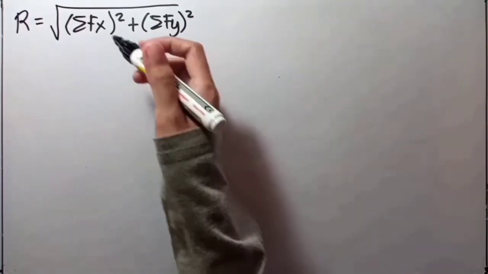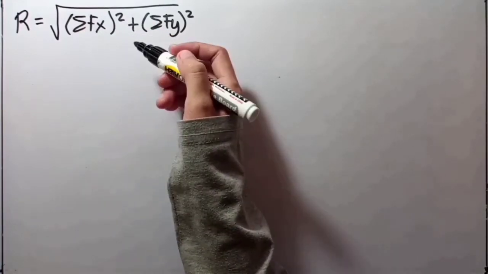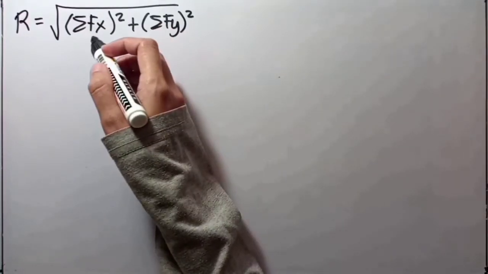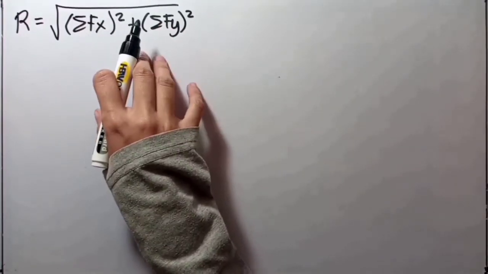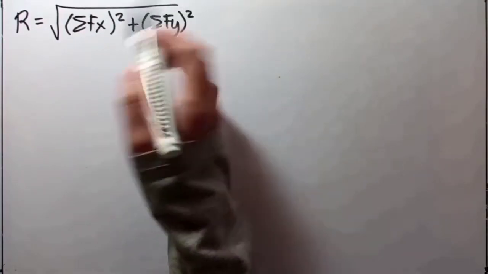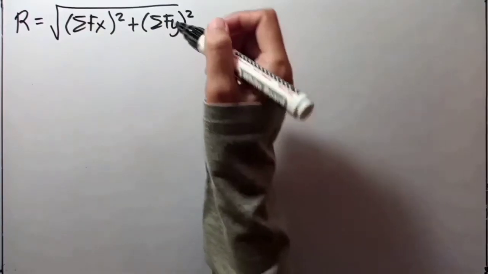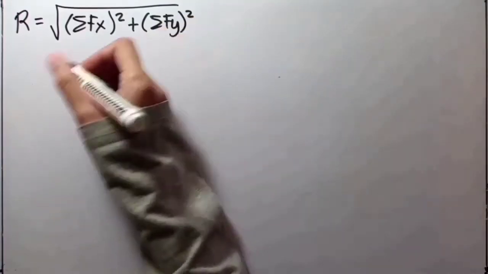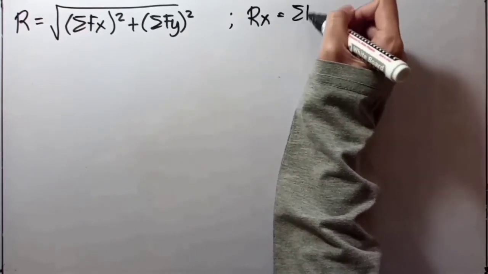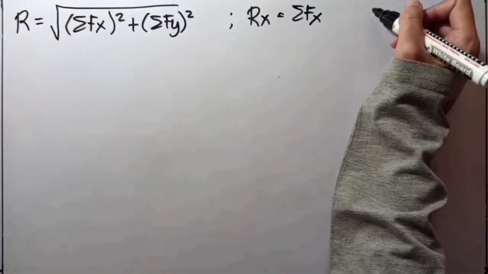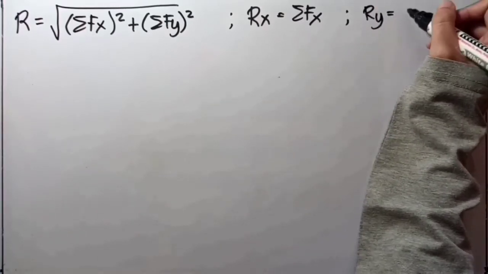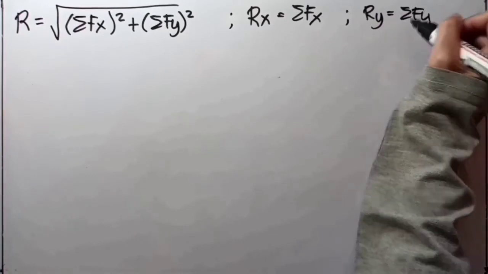So, why summation? Because there are many forces in the given problems, so you add all the forces in Y and in X to get the resultant. So, you just copy this formula, then substitute. For Rx, the formula is the summation of forces X. And then for Ry, or the forces Y, it is the summation of forces Y.